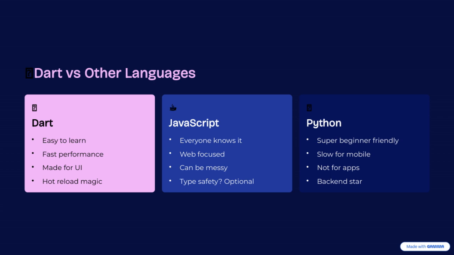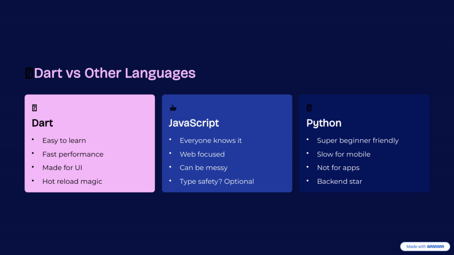Moving on, let's compare that with JavaScript, which is also very popular. JavaScript is the language of the web, and it offers some cool features like hot reload magic, making development faster and more seamless. It's made for UI, so it's perfect for front-end work, and it delivers fast performance. Plus, it's easy to learn, which helps new developers get started quickly.